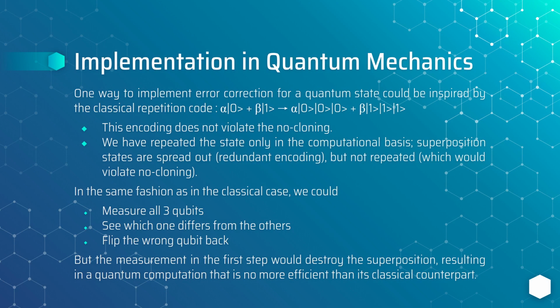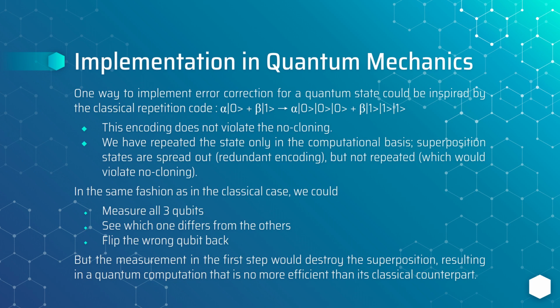So, how to implement error correction in quantum? The way to encode a qubit alpha 0 plus beta 1 is to encode it as alpha 000 plus beta 111. While doing this encoding, we have repeated the state only in the computational basis. Superposition states are spread out but not copied or repeated. And we can measure all three qubits, see which one differs from the other, and using the majority we can flip the wrong qubit back.